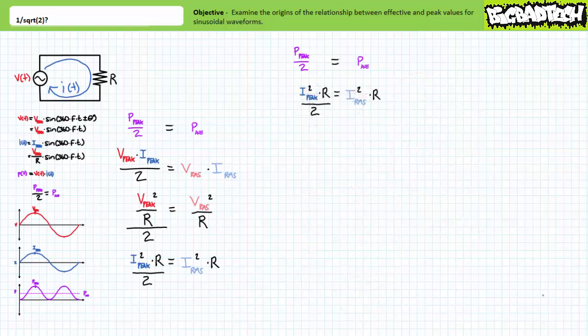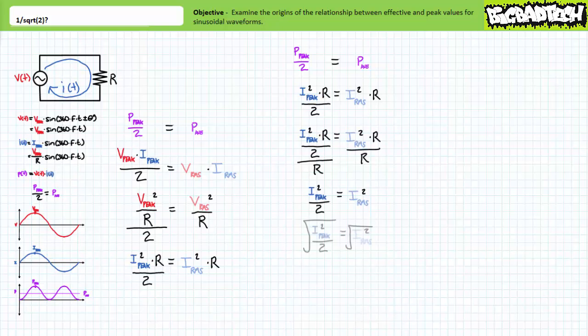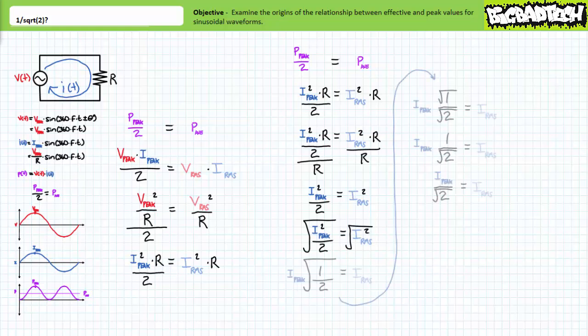We could also demonstrate the origins of 1 over square root 2 when solving for effective current values using a similar procedure. Using our third average power formula, being equal to current peak squared divided by resistance divided by 2, one can also say it equals current RMS squared times resistance. Removing the resistance term from consideration by dividing both sides by R, and then taking the square root of both sides, ultimately yields current RMS value is equal to the current peak value divided by square root 2. In summary, our imagined equivalent effective current equals peak current divided by square root 2.